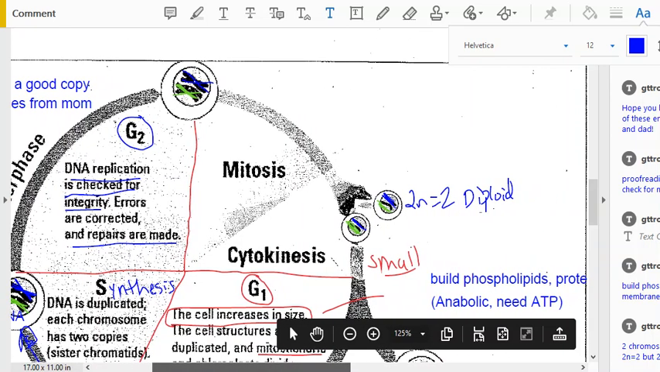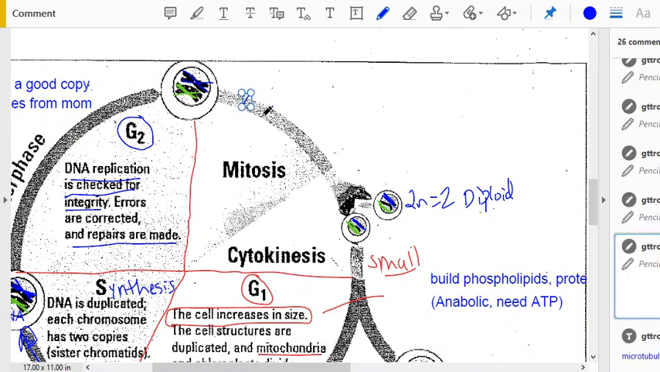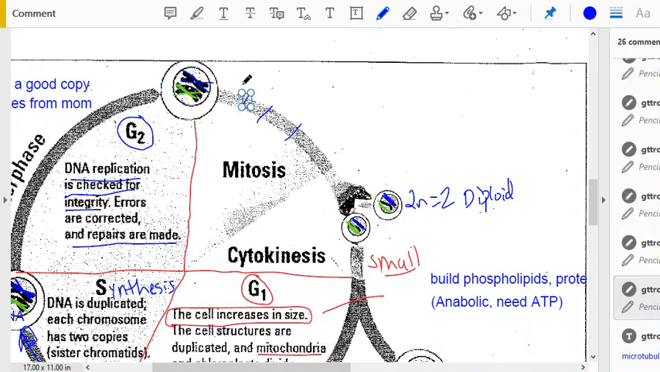So after you've done G2, everything has been checked off, you're good to go. The cell will continue through mitosis. Remember that mitosis has your different stages. So I'm going to draw little lines here. You've got prophase, where the chromosomes condense and the nuclear membrane dissolves.